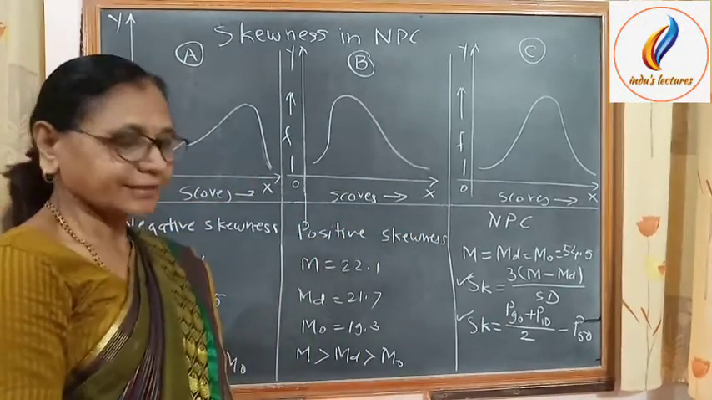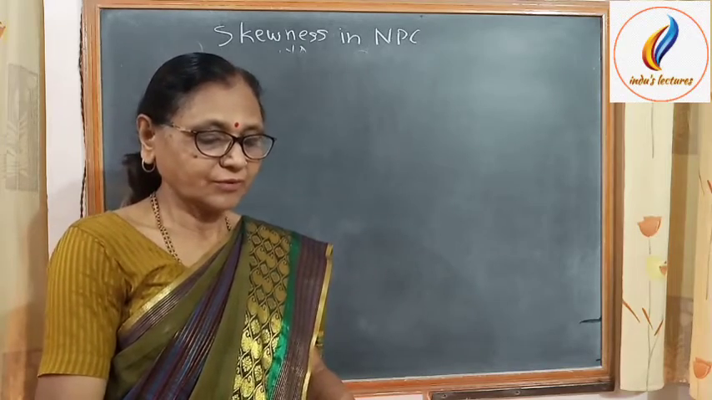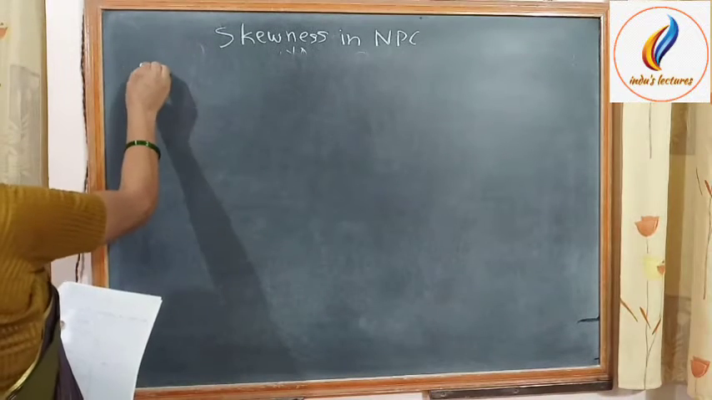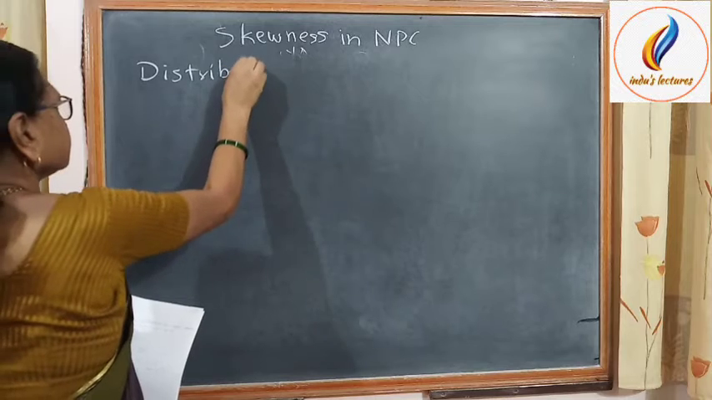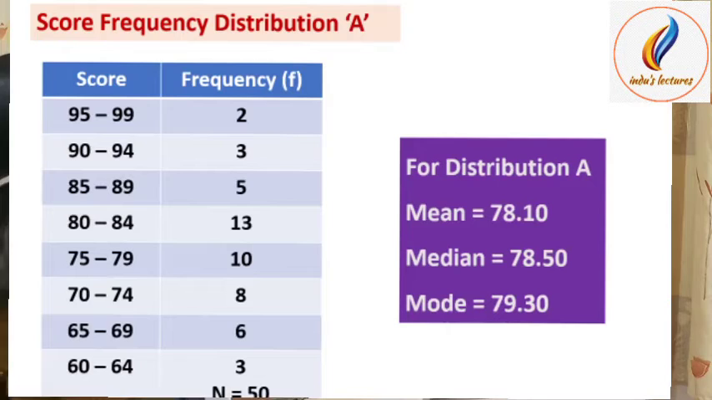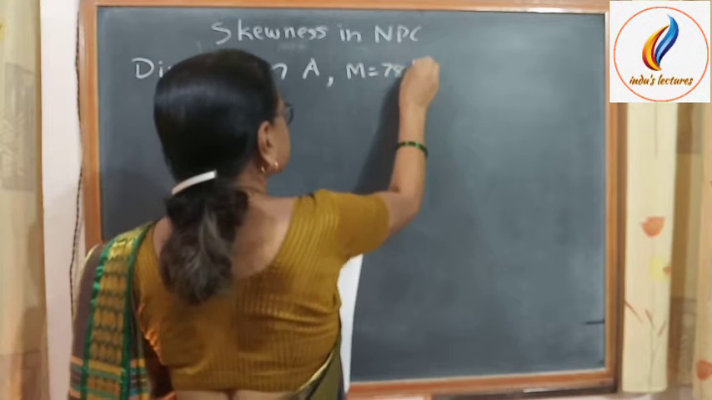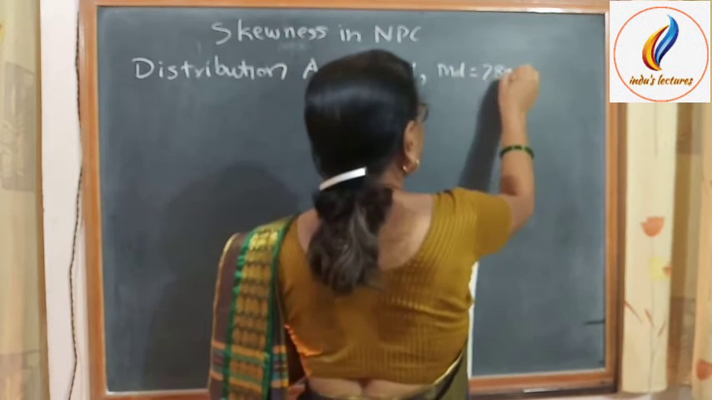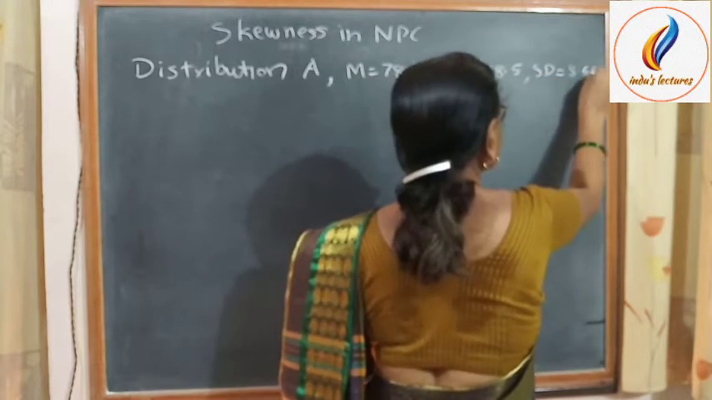Now let us consider an example. Consider distribution A. Find its skewness. Now we know the mean and median of the distribution. For distribution A, mean is equal to 78.1, median is equal to 78.5, SD is equal to 8.62.